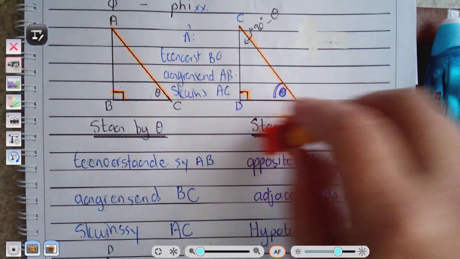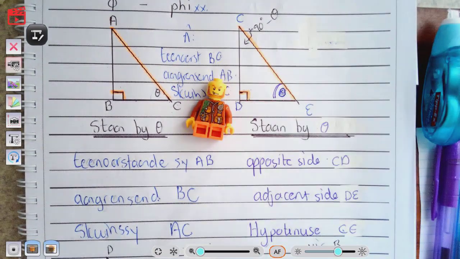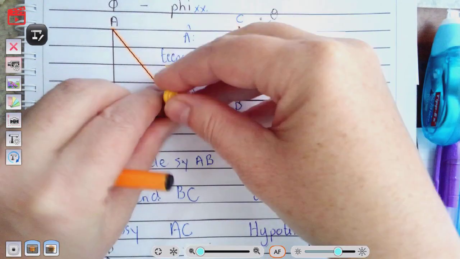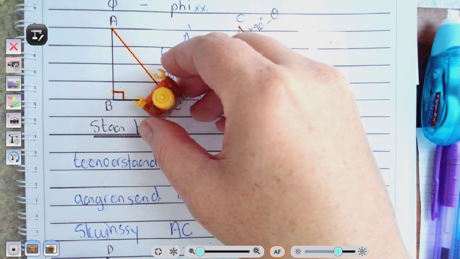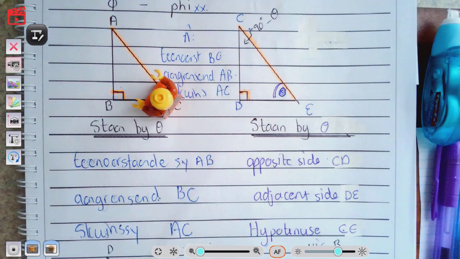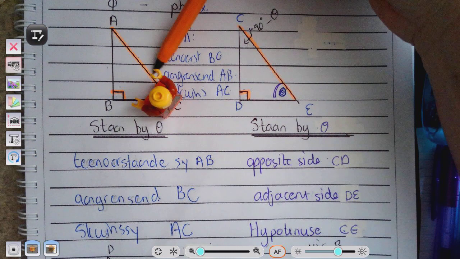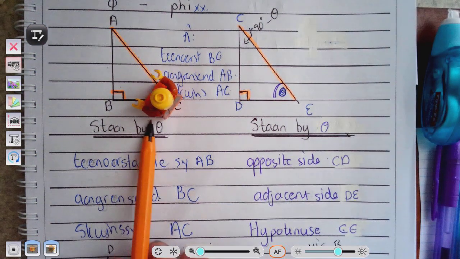So we've got a little friend here, his name is Emmett. He's going to help us to understand where the sides are. Now if Emmett is seated at C, his arms will be touching two sides. The first one is the hypotenuse, and the other one is called the adjacent side.